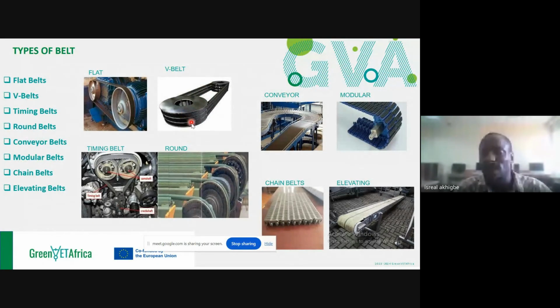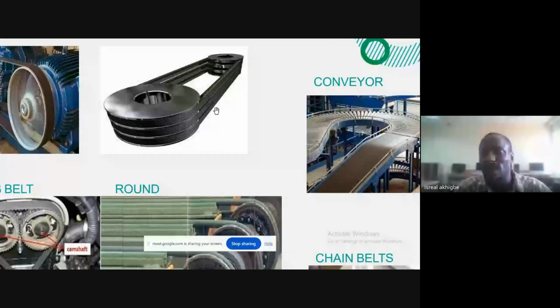Can you see it? 1, 2, 3. Let me zoom out again. Can you see that we have 3 V belts here? 1, 2, and 3. Everybody, please be sure you are seeing this, because I want to make a point here. We have 3 pulleys that contain a V groove for this V belt. I don't know if you just saw what I'm saying.